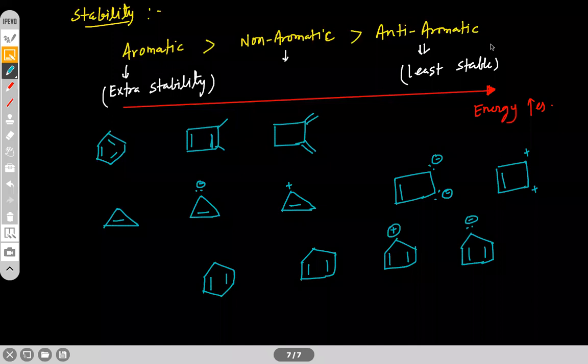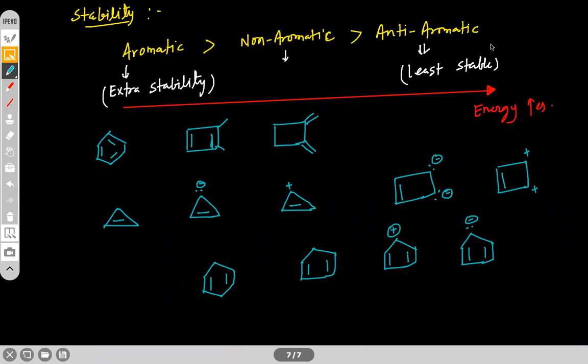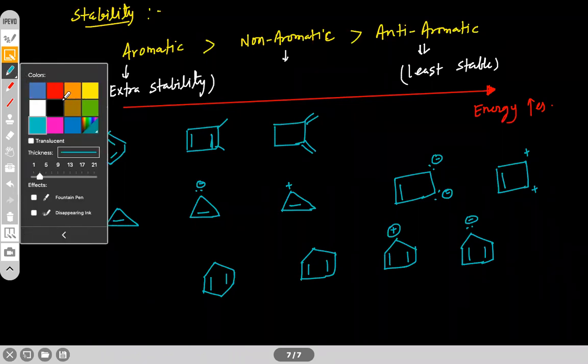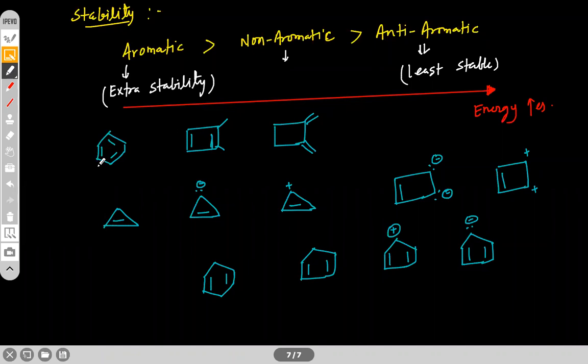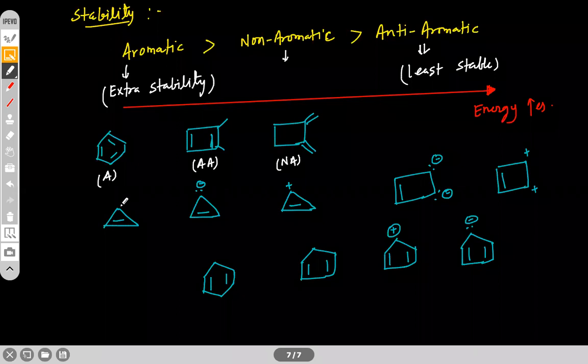Okay. Wait, we'll discuss one by one. See, the first one I have discussed already. So this is aromatic. This one is anti-aromatic. This one is non-aromatic: sp3, sp3. Here also the carbon is sp3, so it is non-aromatic.